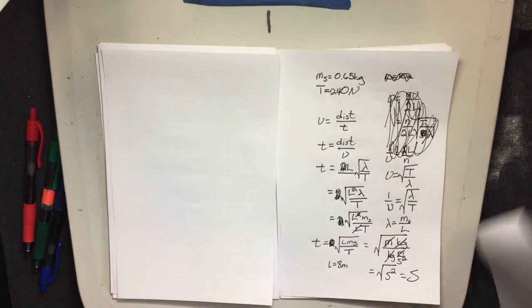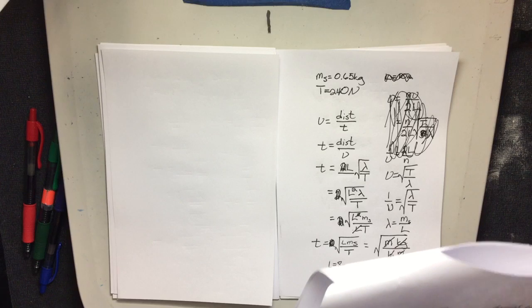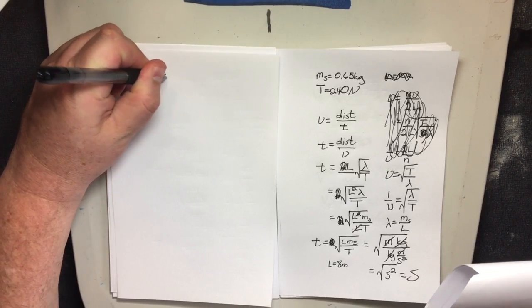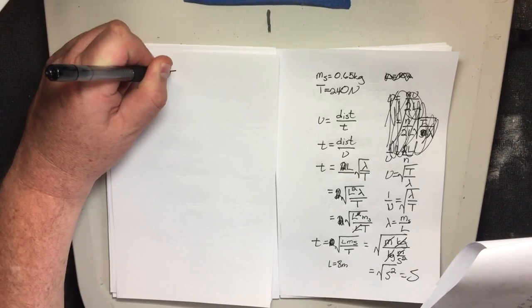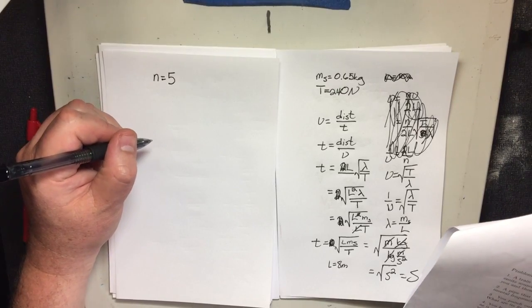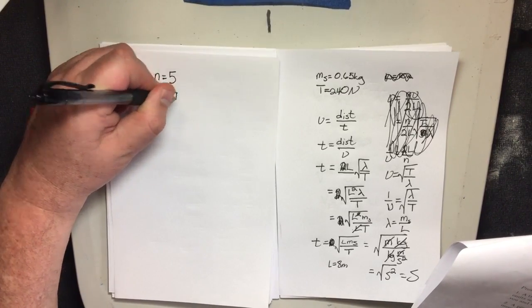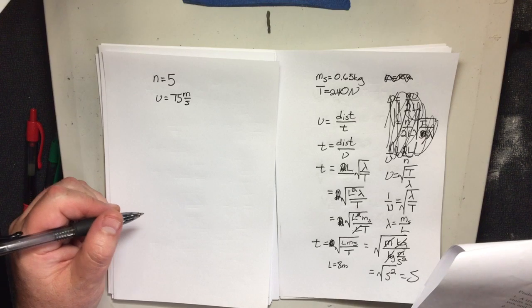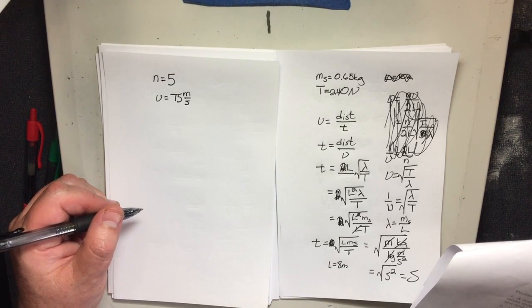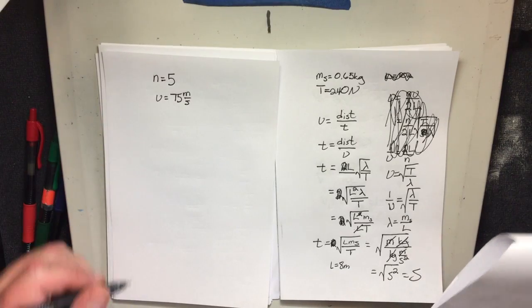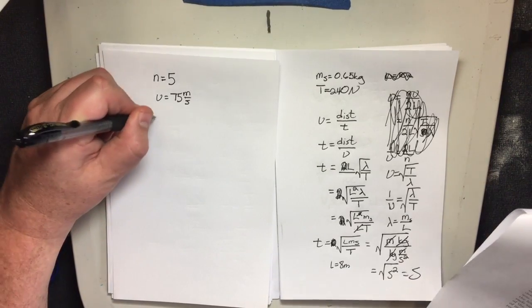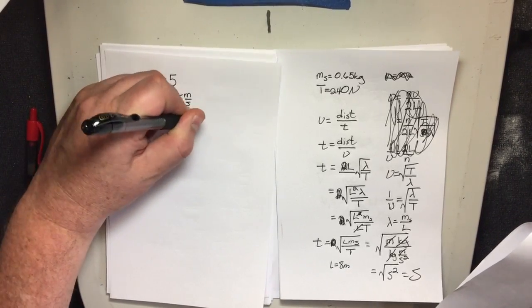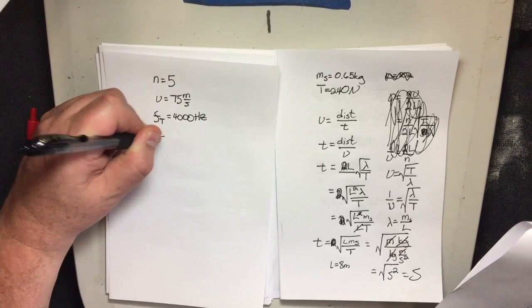Number 9, we gotta read it. A train whistle is a pipe that's only open at one end, emitting a sound at its second overtone. So second overtone for a pipe open at one end is 5. The train is moving at 75 meters per second towards a train station. You are standing at the train station and hear the whistle at a frequency of 4,000 hertz. What is the length of the whistle?